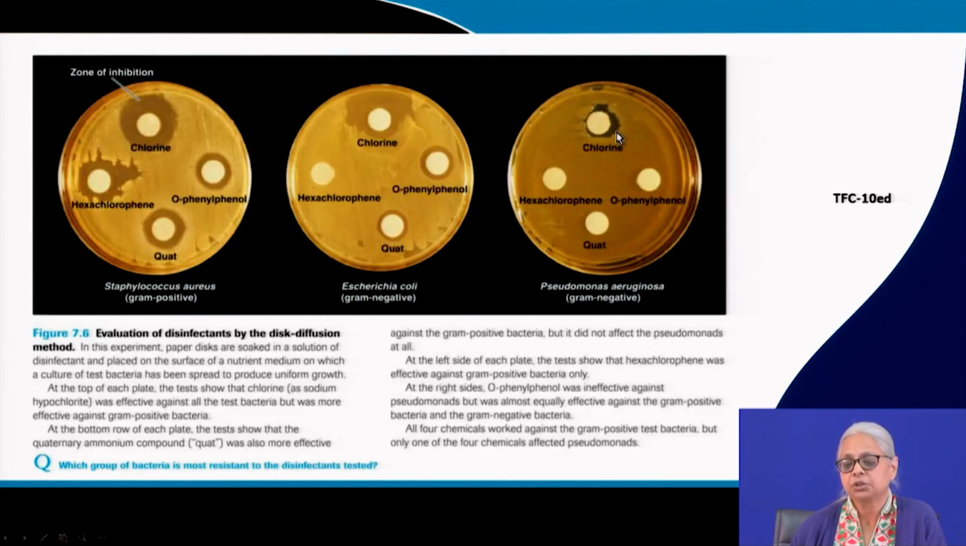You can see the zone of inhibition becoming smaller and smaller. The same thing for the other antibiotics. Pseudomonas aeruginosa is completely resistant to the other 3 antibiotics. E. coli is only somewhat sensitive to quaternary ammonia and O-phenylphenol. Same thing for Staphylococcus. So this is the way to determine whether a particular antibiotic or a particular disinfectant will be effective against any bacterial species.